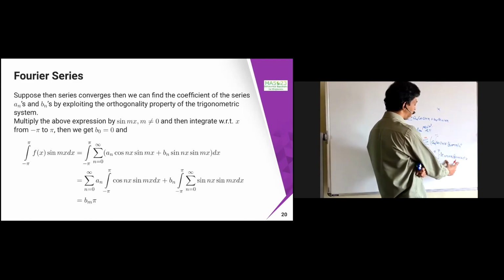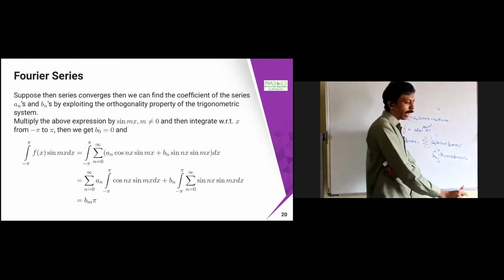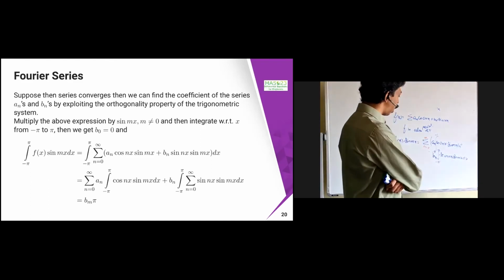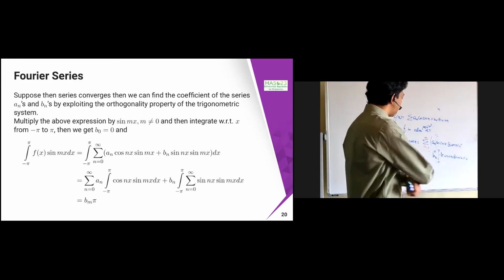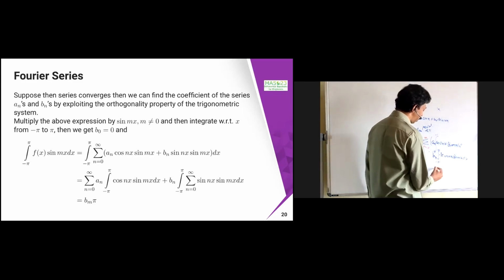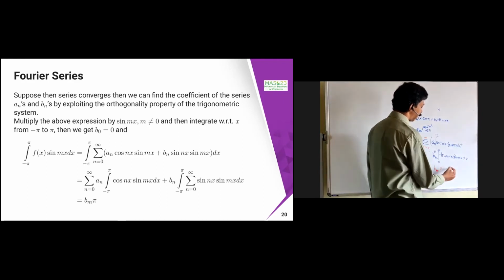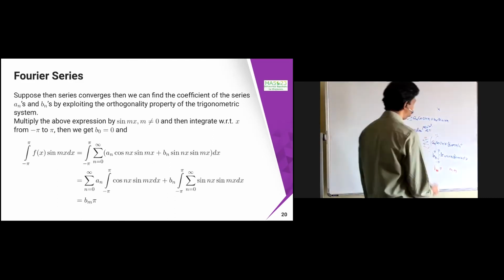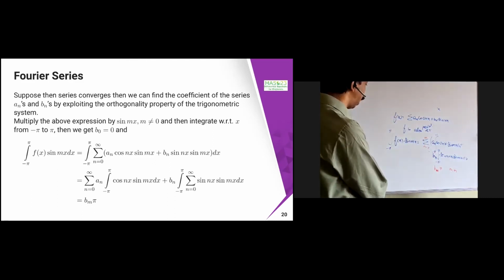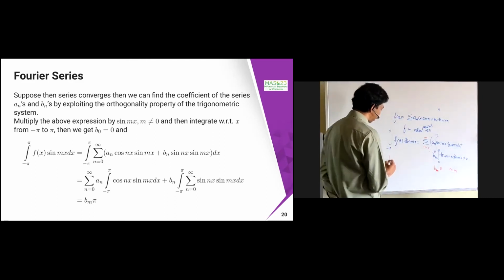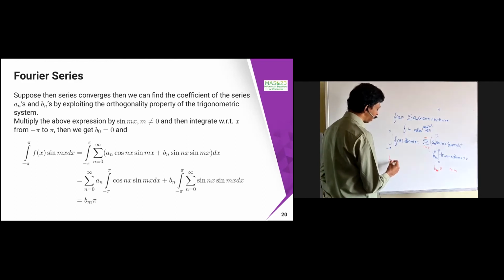Whereas here, when n is not equal to m, this becomes 0. When n equals m, as per the orthogonality property, this becomes b n into pi, or b m into pi. When n equals m, I get b m into pi. Therefore, since m and n are equal, I define it as b n.